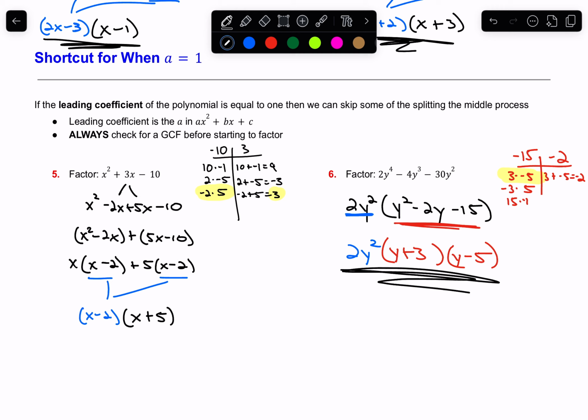All right, so that was the AC method and also the shortcut of the AC method. Most of you guys had probably seen the shortcut before, but thought that you should just do guess and check all the time. No, no, no. Make a t-chart like I did for each problem, and then split the middle. And if the leading coefficient happens to be a 1, then you can do this shortcut. But please do not try to do guess and check all the time.